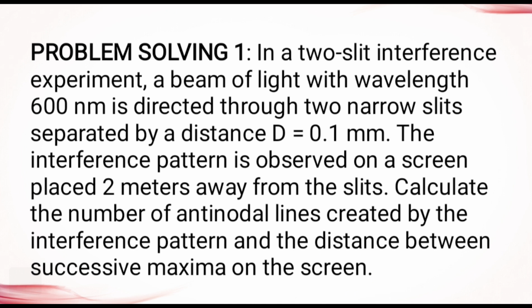Let's solve another problem. In a two-slit interference experiment, a beam of light with wavelength 600 nanometers is directed through two narrow slits separated by a distance d equal to 0.1 millimeter. The interference pattern is observed on a screen placed 2 meters away from the slits. Calculate the number of antinodal lines created by the interference pattern and the distance between successive maxima on the screen.